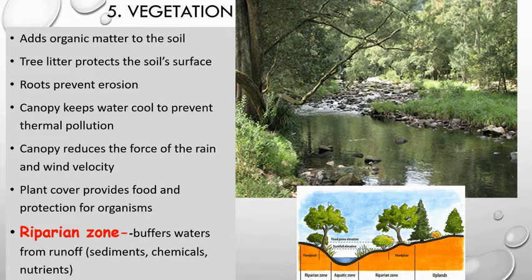And then finally, we have what's called a riparian zone. So the riparian zone buffers water from runoff. Runoff tends to include chemicals, right? If we talk about agriculture and we put fertilizer on those fields and then the rain comes and it picks up the excess fertilizer and carries it to a river, the bigger the riparian zone is, the less of those chemicals actually make it to the river. So, a good riparian zone is important for streams and rivers.